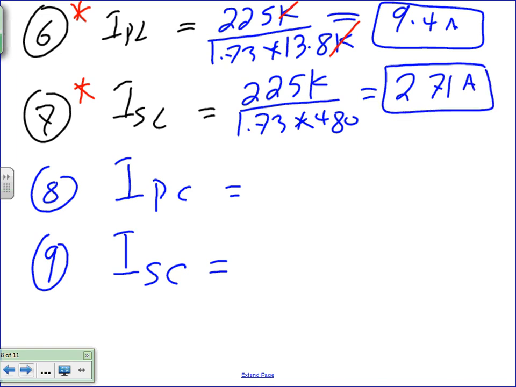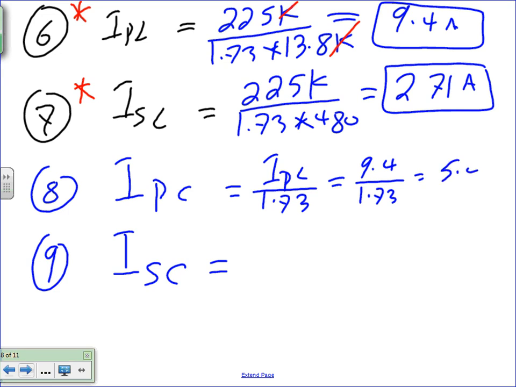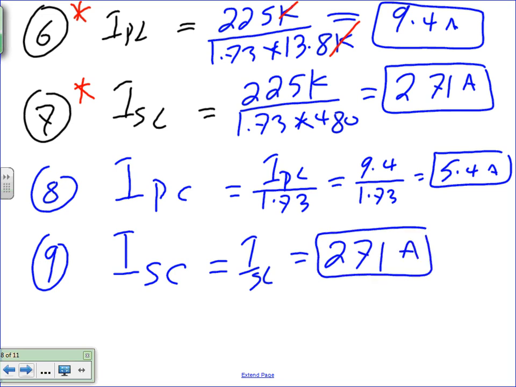271 amps. Now, I primary coil, piece of cake: I primary coil equals I primary line divided by 1.73, and that would be 9.4 divided by 1.73, and that will get you a tiny little 5.4 amps. On the secondary, I secondary coil equals I secondary line, which equals 271 amps, done deal.